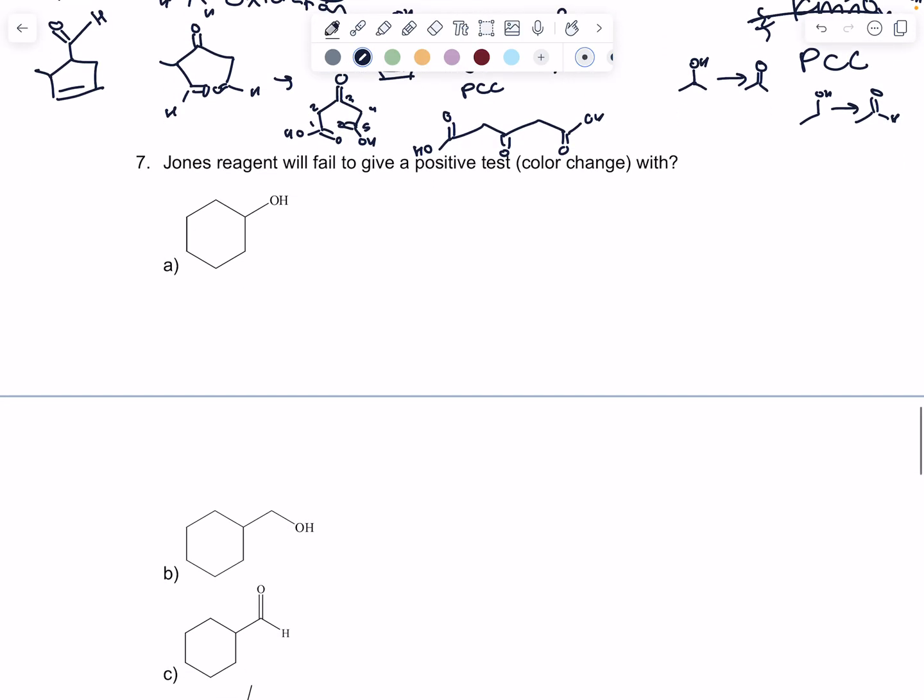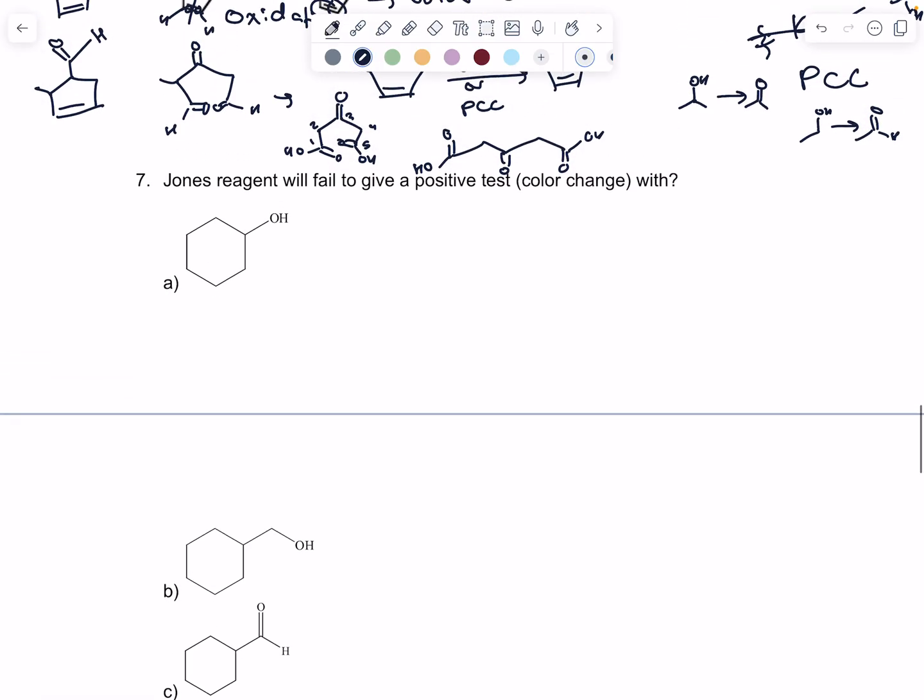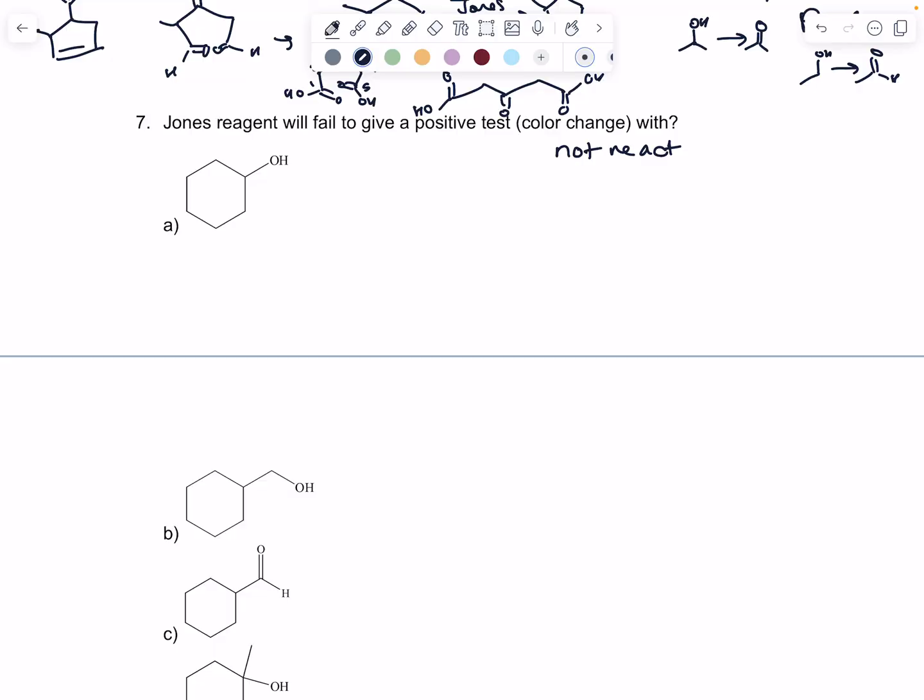Okay, Jones reagent will fail to give a positive test with which one of these? So basically, which one will not react, if it's not going to give a color change? Jones reagent will take primary alcohols to aldehydes and then to carboxylic acids. And it takes secondary alcohols to ketones. It doesn't do anything with tertiary alcohols.